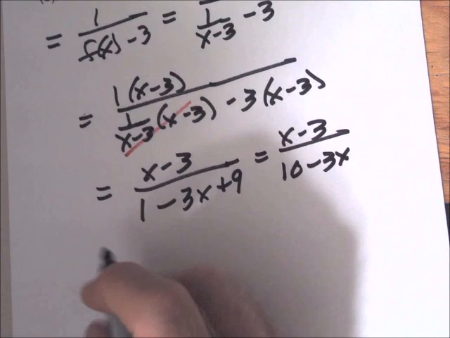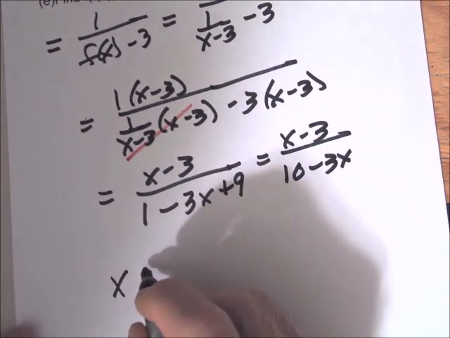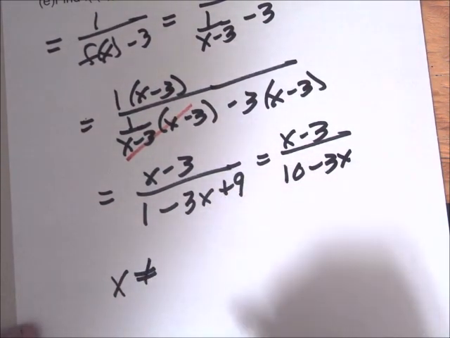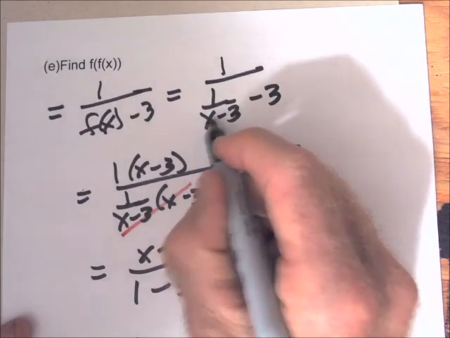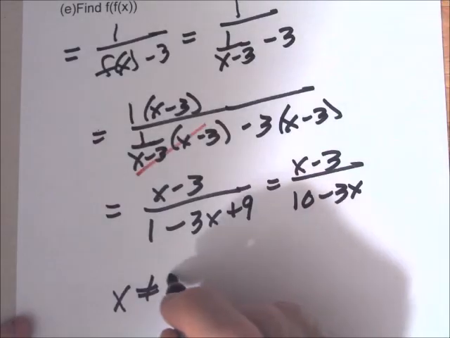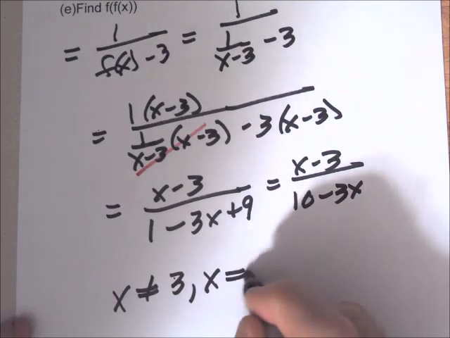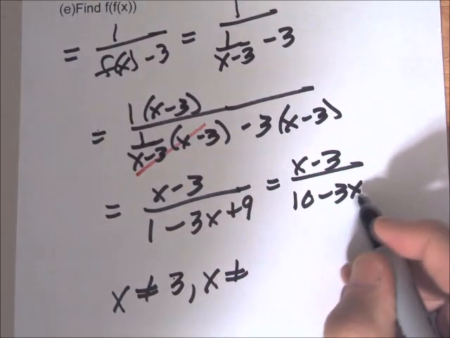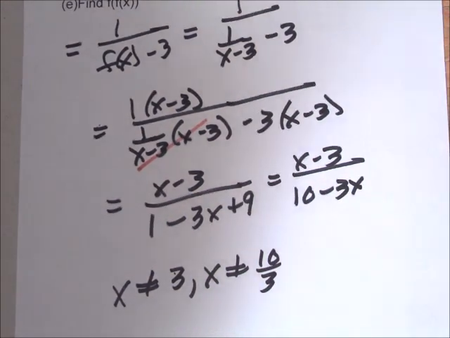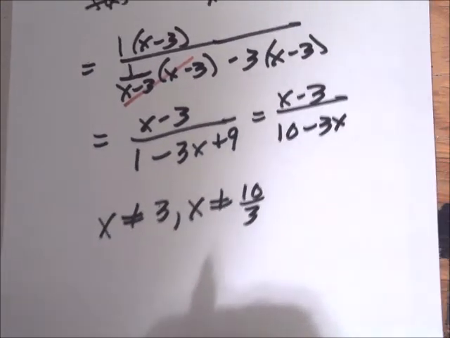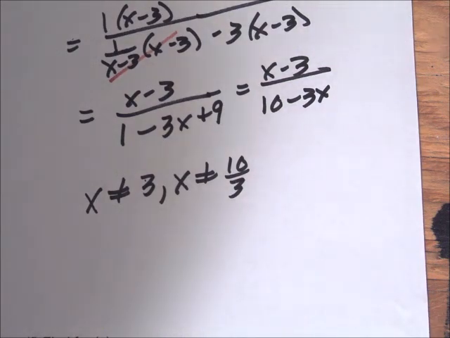Okay, so then the domain restrictions, x not equal to, well, you can't get past this step here if x is 3, so x is not equal to 3. And in the final answer, x cannot be 10/3 because that will give us the denominator 0 there. Okay, so those were examples of composition of functions.